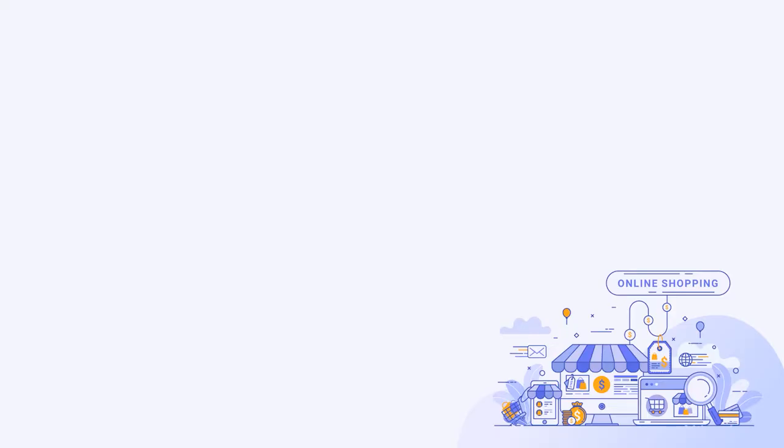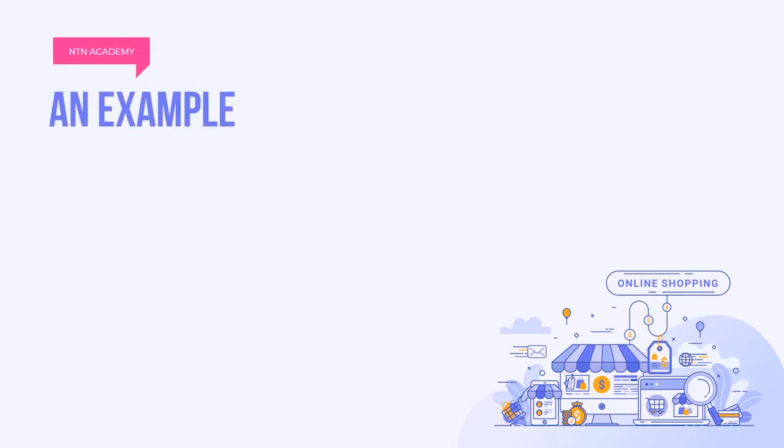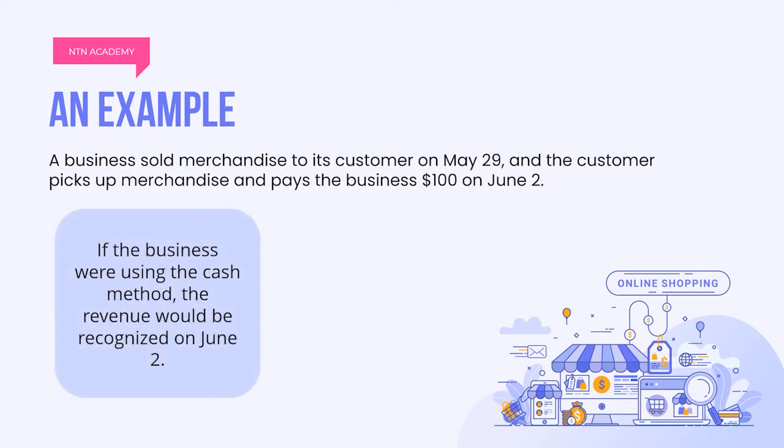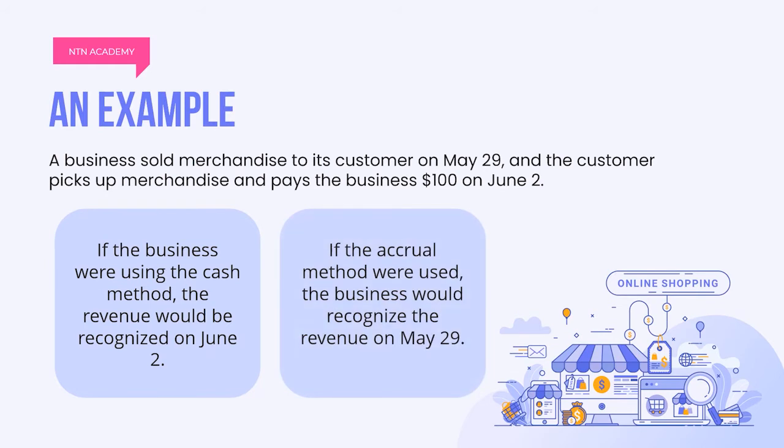An example of the two methods would probably help clarify their differences. I will show you an example, a very simple example. Assume that a business sold merchandise to its customers on May 29 and the customer picks up the merchandise and pays the business $100 on June 2nd. If the business were using the cash method, the revenue would be recognized on June 2nd, the date of payment, and any related expenses would be recognized when paid. If the accrual method were used, the business would recognize the revenue and any related expenses on May 29, the day the sale occurred.